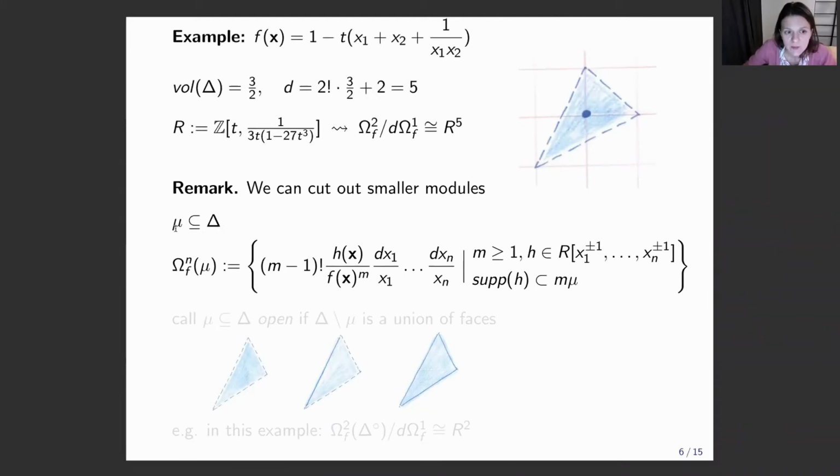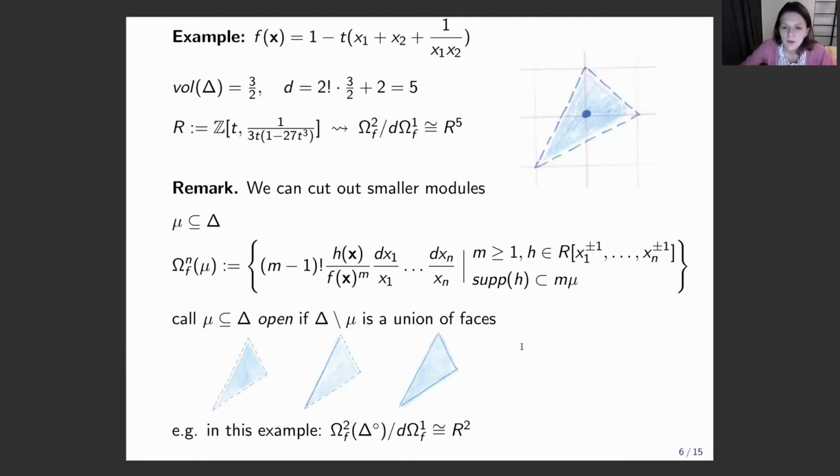So when mu is a subset of delta, we can restrict our differential n forms by adding this restriction that the support of every rational function here, the support of the numerator, is in m times mu instead of m times delta. So it's a submodule of omega n f, the submodule of differential n forms on the complement. And this has some meaning in the theory of Dirac cohomology only when mu is open in the following finite topology. A subset of the Newton polytope is called open when delta minus mu is a union of faces, maybe of varying dimensions, of any dimensions.